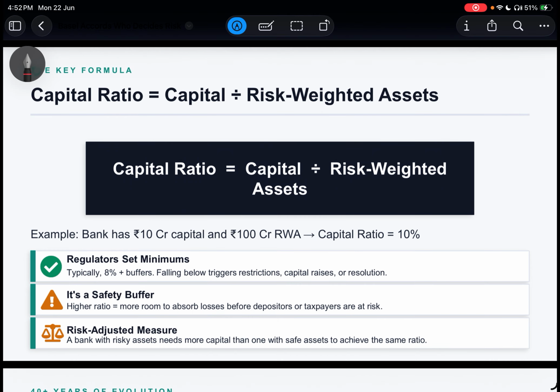So this is basically the capital ratio formula. We have the capital, and we divide it by the risk weighted assets, right? So the risk weighted assets were 100 crore in the case of corporate loans, and we have a 10 crore capital, let's say for example, and the capital ratio becomes 10%, right? And regulators basically set the minimums. They tend to be 8% plus the buffers, and if the value falls below this, it triggers restrictions, capital raises, and resolution. It's something like a margin call, right?